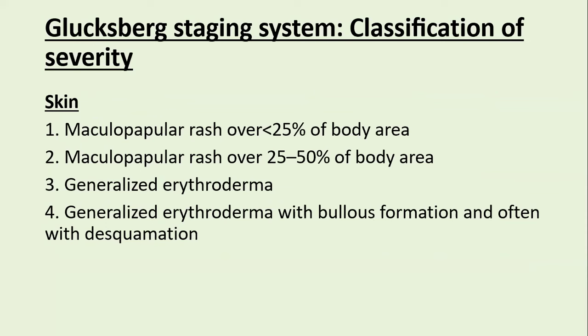Glucksberg staging system, or the classification of severity in acute graft versus host disease. We will discuss this system organ-wise, the skin, liver, and gut. So as far as the skin staging is concerned, maculopapular rash involving less than 25% of the skin is stage 1. Then stage 2 is maculopapular rash over 25 and less than 50% of the body area. Then stage 3 is generalized erythroderma. Stage 4 is generalized erythroderma with bullae formation and desquamation.